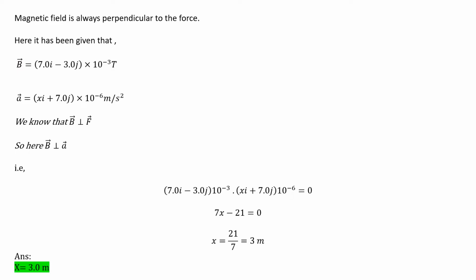We know that the magnetic field is always perpendicular to the force, that is B is perpendicular to F. So here it has been given that B is equal to (7.0 i minus 3.0 j) into 10 to the power minus 3 Tesla, and acceleration is equal to (x i plus 7.0 j) into 10 to the power minus 6 meter per second square. So here B will be perpendicular to A and B dot A will be 0. So by solving it we can get that x equal to 3.